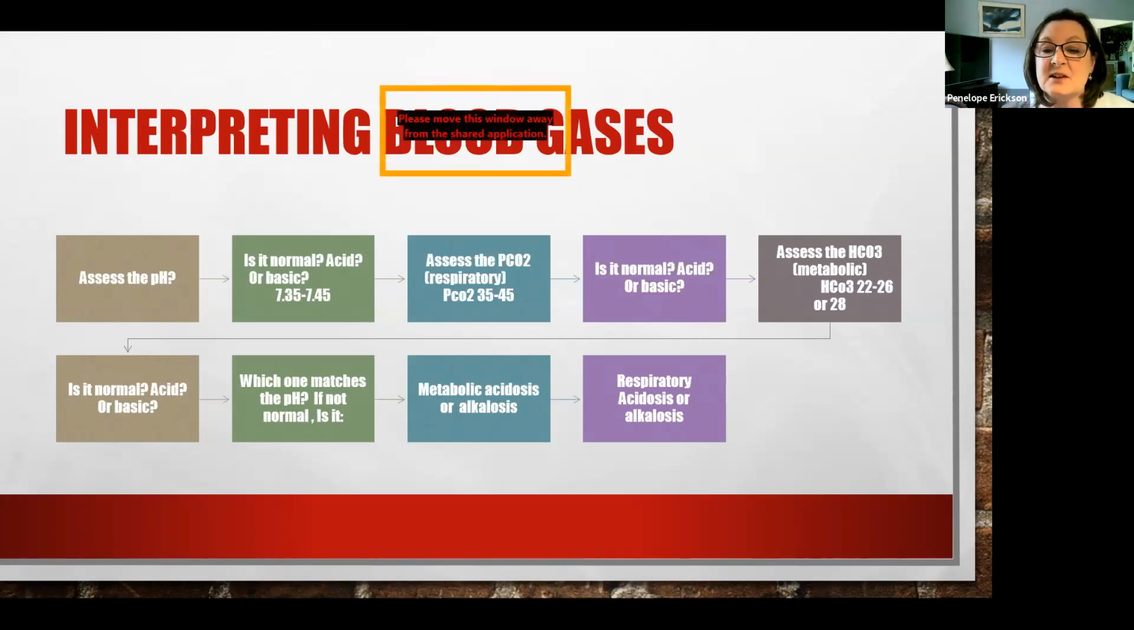So we're going to ask ourselves with that CO2, is it normal? Is it high and do I have acidosis? Or is it low and do I have alkalosis? And that's that second part. In your med-surg book, and I can post the page number, I did post the page numbers in the quick view outline, but I can post it separately.